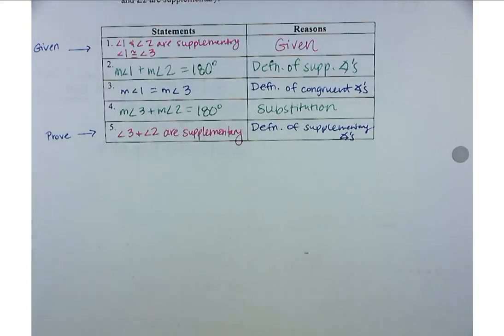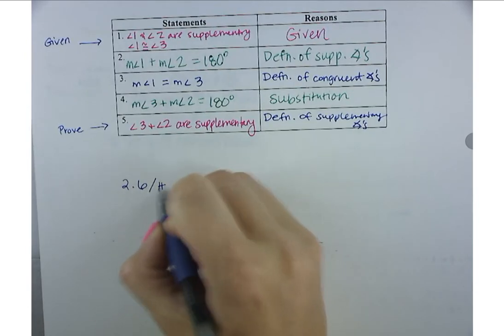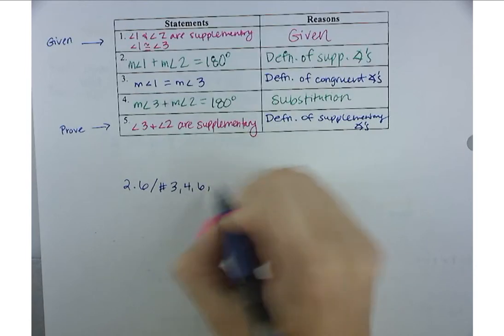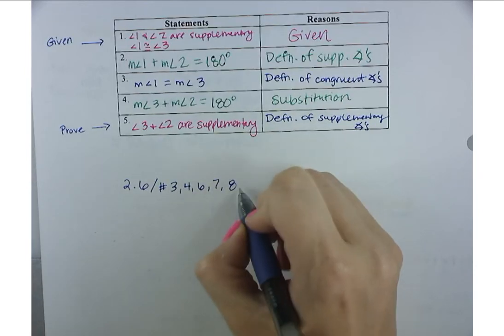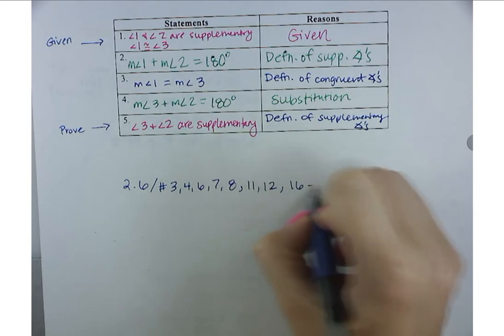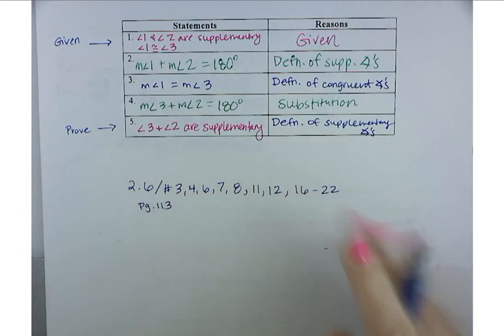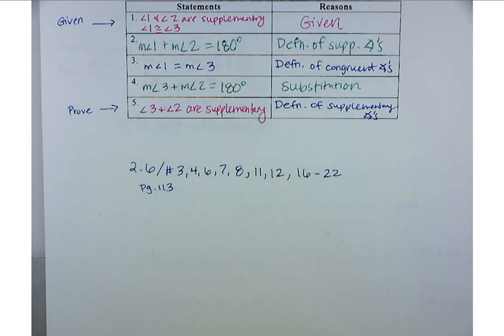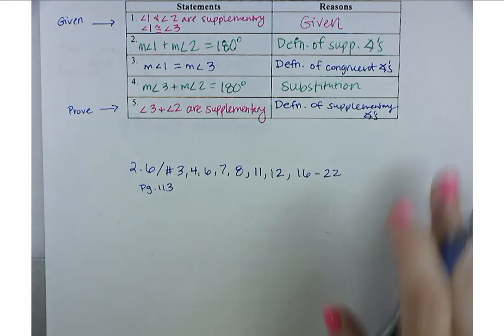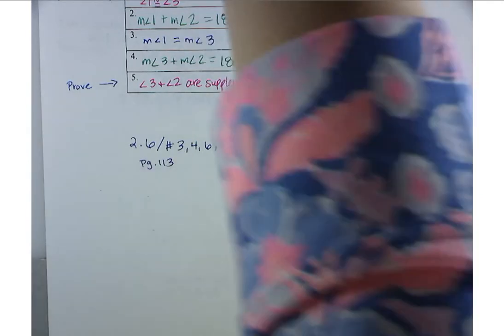Alright, so for your homework tonight, you're going to do 2.6, 3, 4, 6, 7, 8, 11, 12, 16 through 22. Okay, and I'm going to let you get started on that. I'm going to give you at least 10 minutes to make a good dent in that, and then hopefully we can finish with some presentations today.